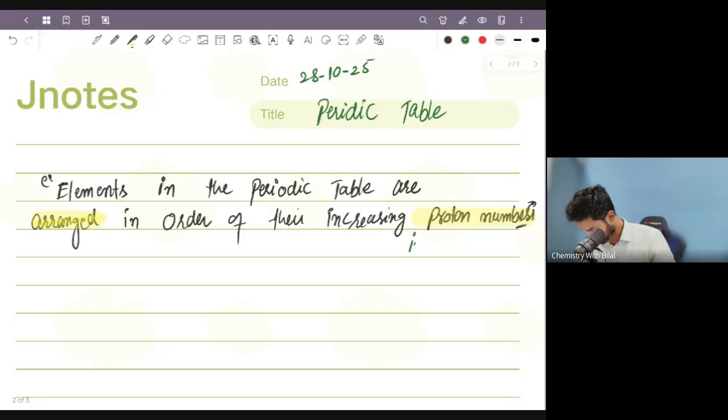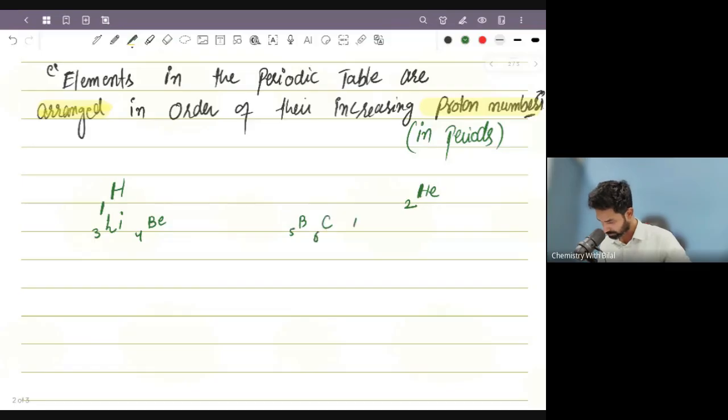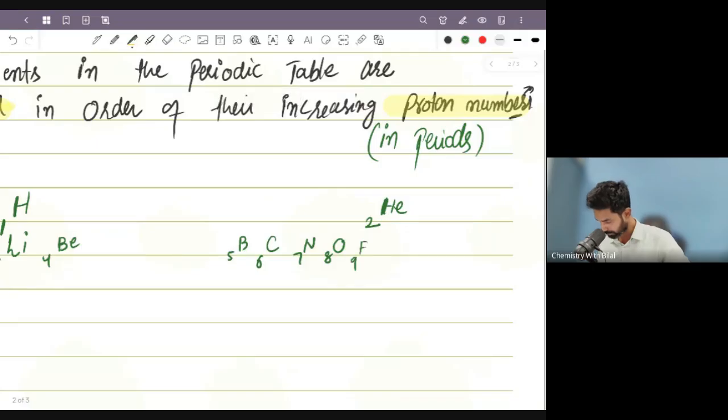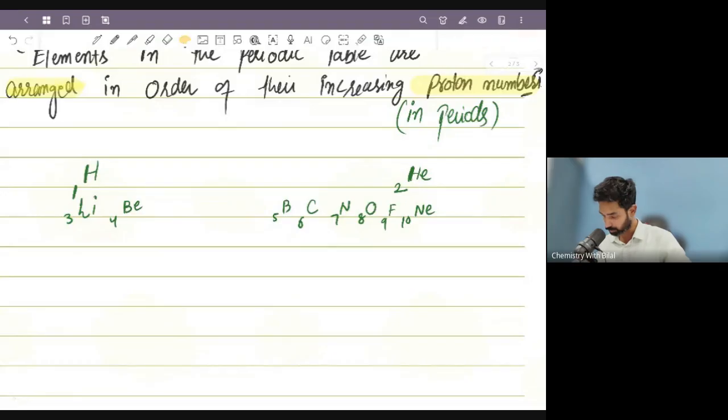In the periods, right? So increasing atomic number. If you look at the periodic table, the first atom we have is hydrogen, atomic number 1. The very next atom is helium, atomic number 2. Then we have lithium, atomic number 3, beryllium 4, boron 5, carbon 6, nitrogen 7, oxygen 8, fluorine 9, and neon 10.